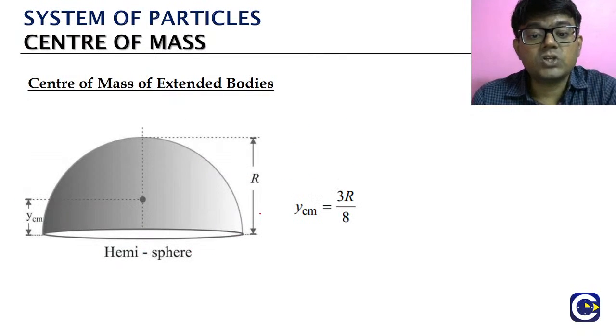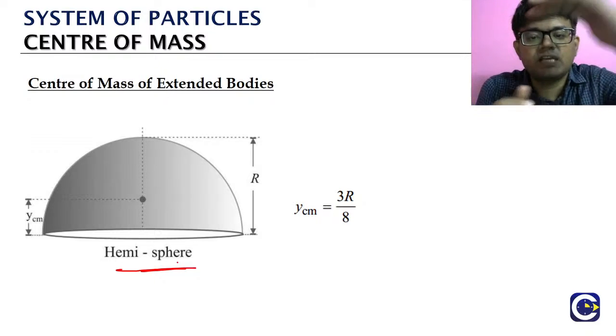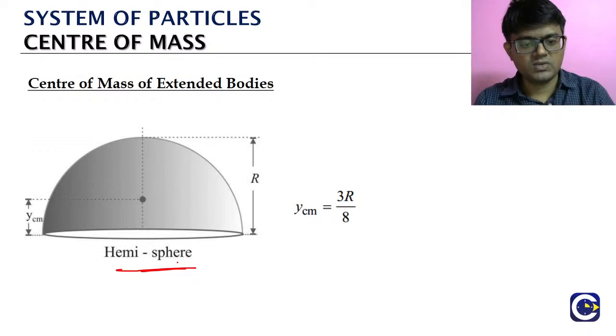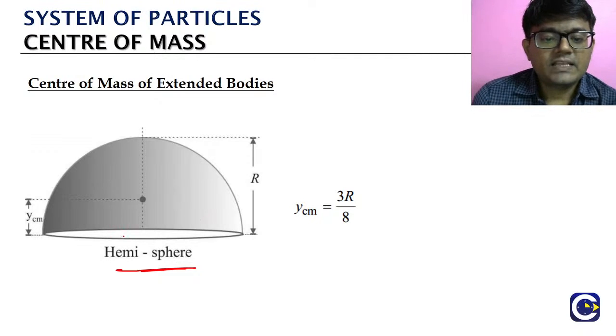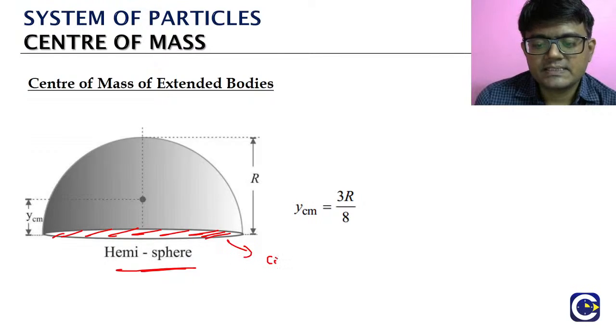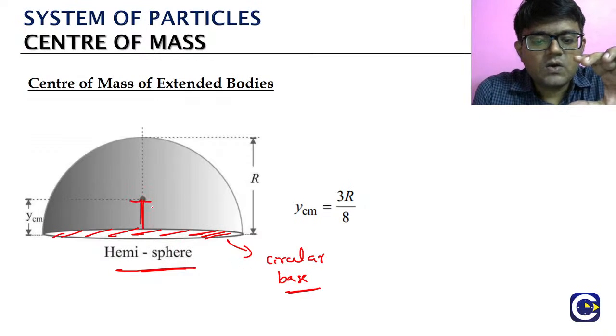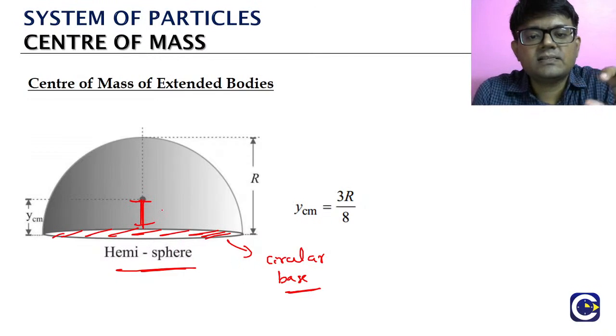And we can also talk about the hemisphere. Hemisphere and sonna sphere oda oru part. That is what we call as the hemisphere. Okay. So paranga, for the hemisphere, this is the circular base. Okay. On the circular base lande, what is the height of that center of mass?